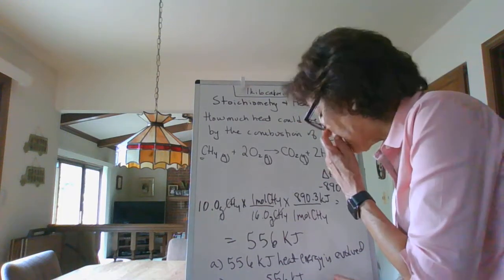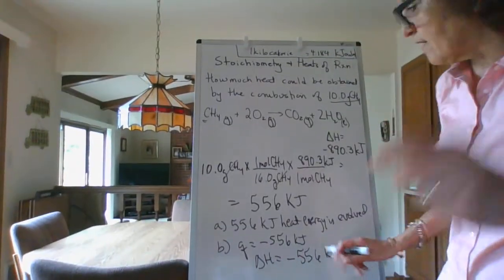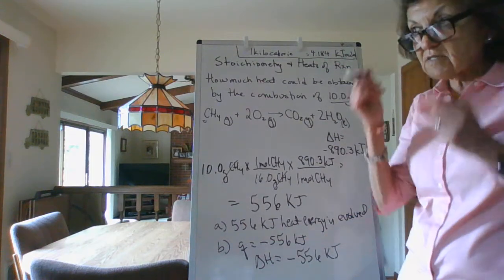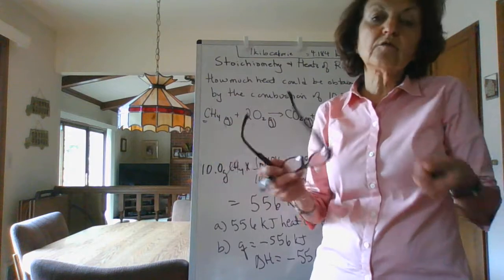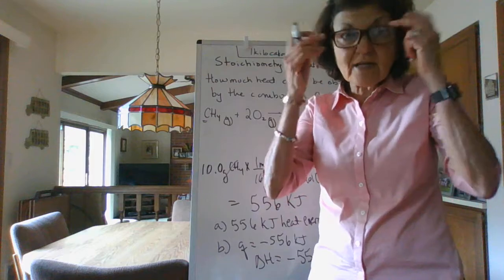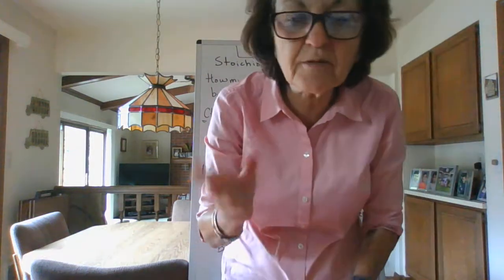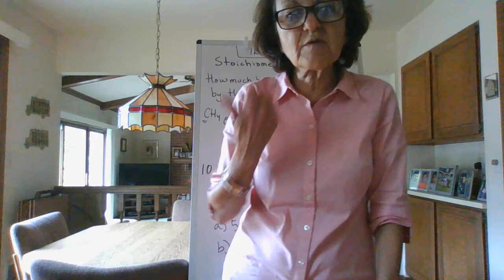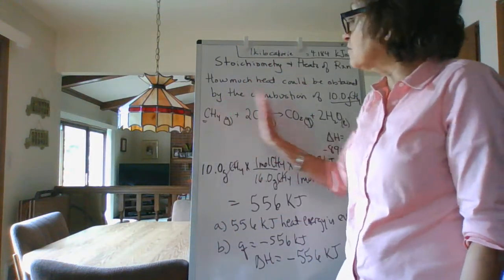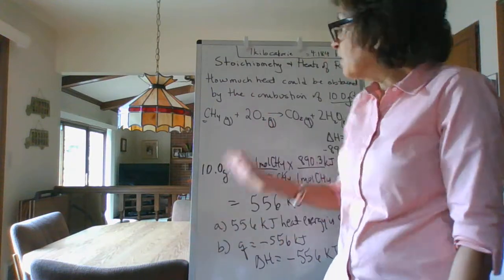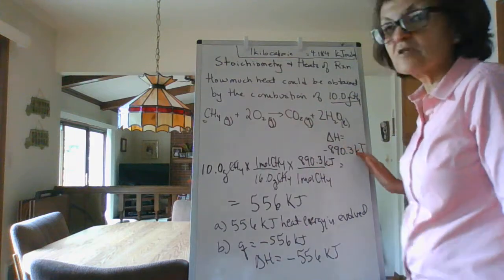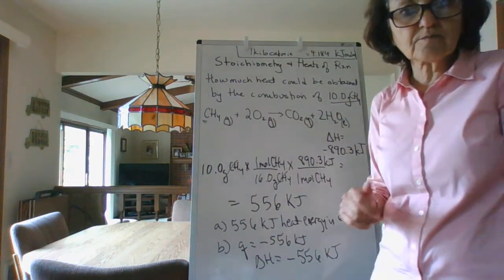So the only time we use the negative is if we're relating it to the Q value or the delta H. If you're just saying how much heat is evolved, okay, we're getting 556 kilojoules of heat evolved. Okay, so that's an example of a stoichiometry problem. They're really, really easy. Just make sure you have a balanced chemical equation, and then you're creating a molar ratio with whatever substance they give you information about and relate it to the delta H value.